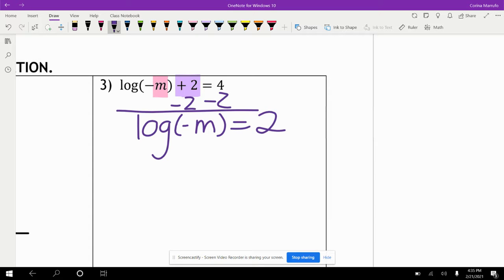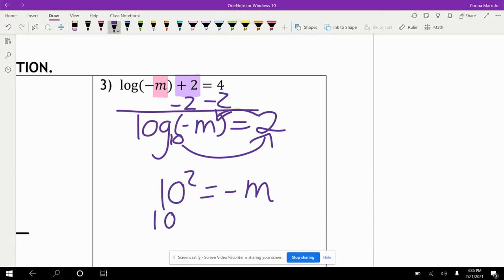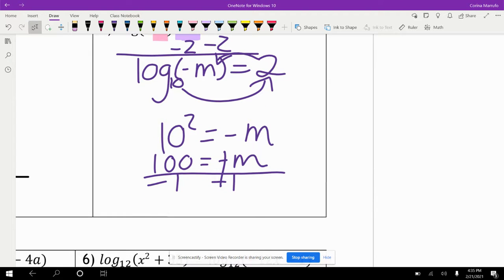Now that we have the log by itself, we can rewrite it in exponential form. Remember, if there's no base, it's 10. So it's going to be 10 squared equals -m. 10 squared we know is 100. That's equal to -m. Then to solve for m, to get rid of that -1 in front of the m, we divide by -1. So 100 divided by -1 is going to give us -100 equals m.